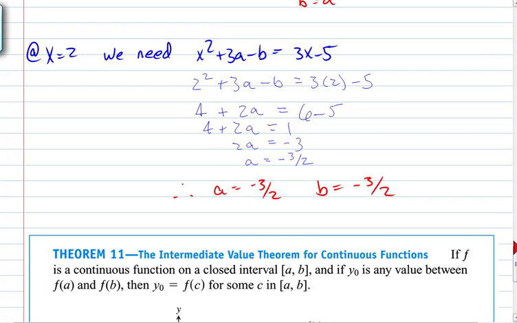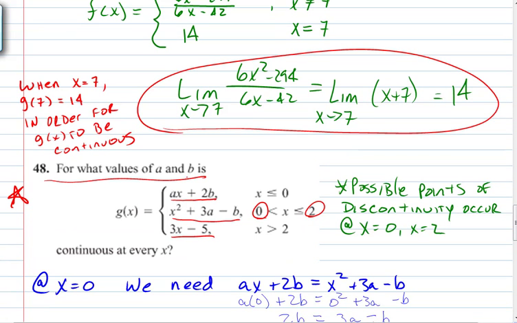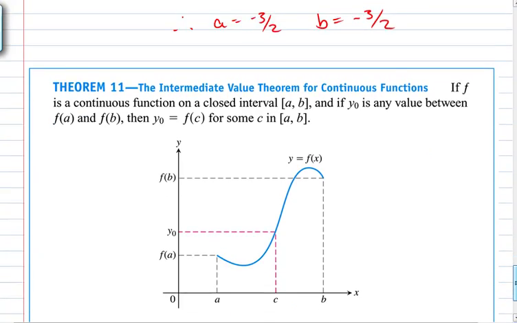So, did we find out if it was continuous? We forced it to be continuous by letting a equal negative 3 halves and b equal negative 3 halves. If a and b are equal to those values, then this is a continuous function. Yes. Because the instructions, if you remember, said find the values of a and b. For what values of a and b is this going to be continuous everywhere? We forced it to be continuous.